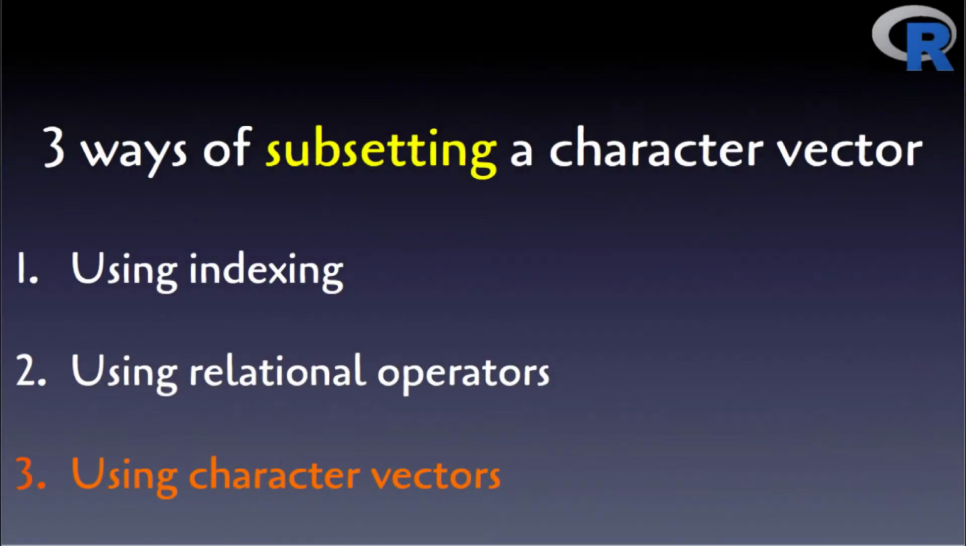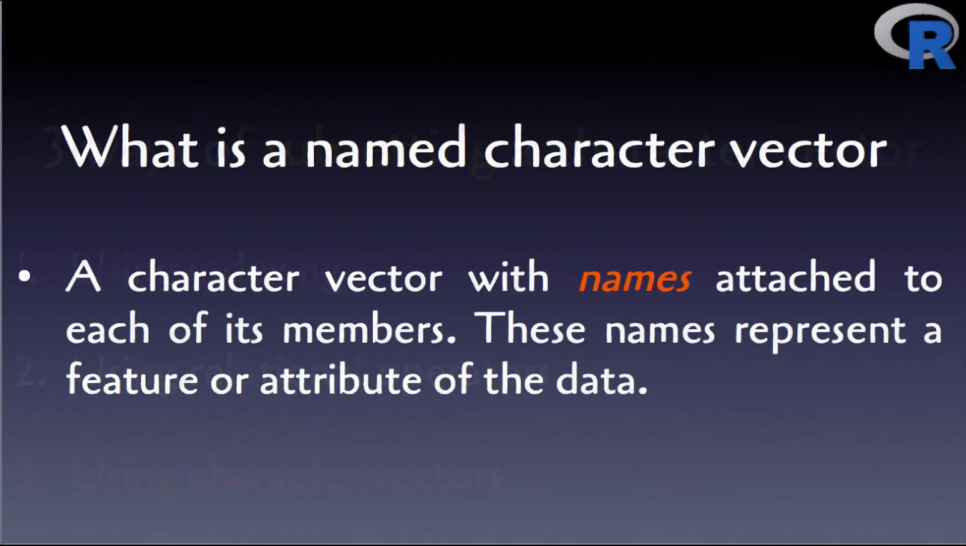In this short video, you will be presented with the last way of subsetting vectors, that of using character vectors as a selection criterion. Let's see what I mean by that. Sometimes you may need to create a character vector whose members have tags or names attached to them that signify an attribute or feature. For instance, you may have a vector with the first language profiles of some speakers, and you may want to attach the name of the language family that each of the languages belong to.